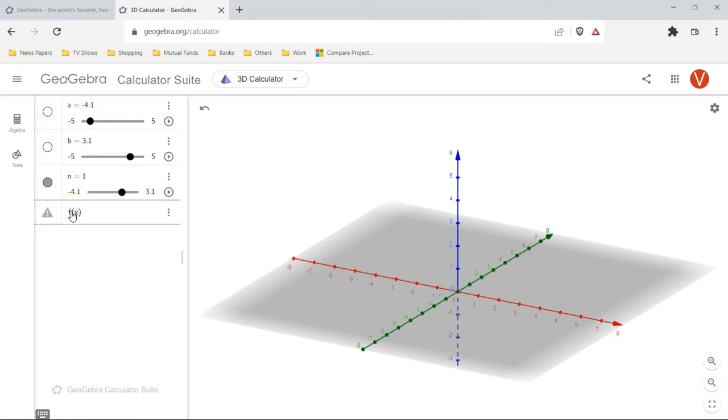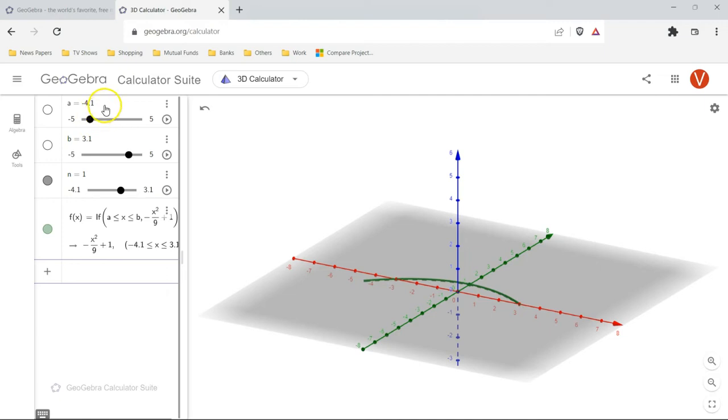Now let's define the functions. f of x is equal to minus x square by 9 plus 1. And the x values are from minus 3, or let's say a to b. That is, a is less than or equal to x, which is in turn less than or equal to b. And let's actually give proper values for this based on this function.